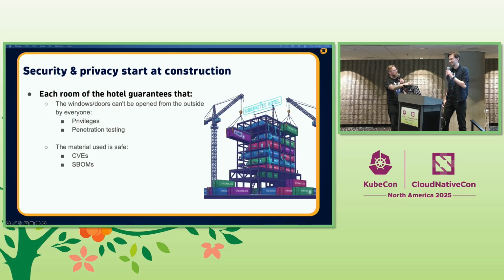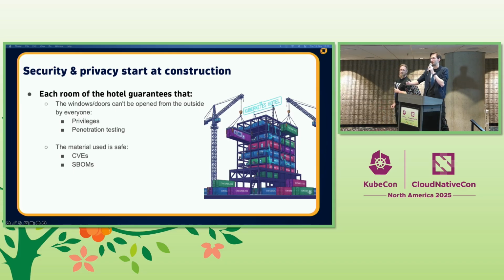But tell us more. There's more to that. Of course, you also want to ensure that nobody can get into your room from the outside, like through a window, and that only you are allowed to enter through the door. So you set certain privileges, and in the cluster, you normally do penetration testing, so nobody can get in who shouldn't. In addition, you probably want to ensure that the material used to build the hotel itself is safe. In a cluster, you do this by scanning, for example, for common vulnerabilities and exposures, using the software bill of materials to check what's in your cluster.